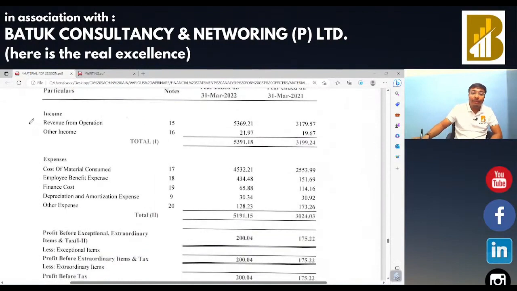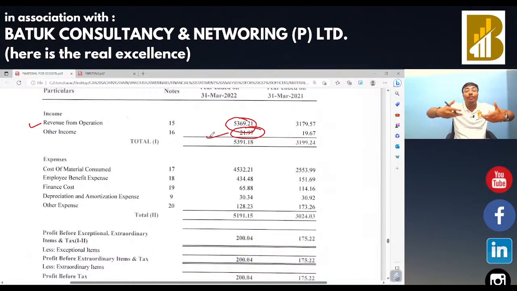Sir, revenue from operations is 5369. We are going to check the same from the GSTR 3B return and reconcile the same. Other income is also added, and we need to check whether GST has already been paid on that other income or not.